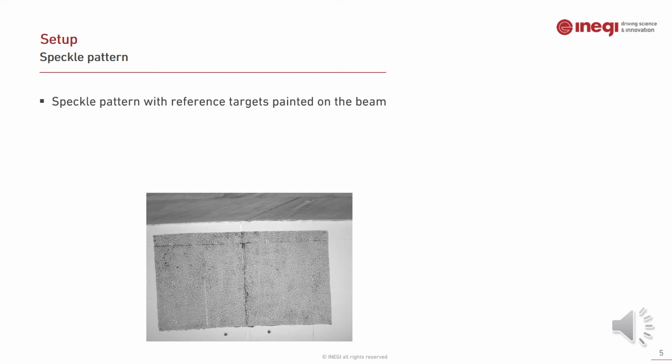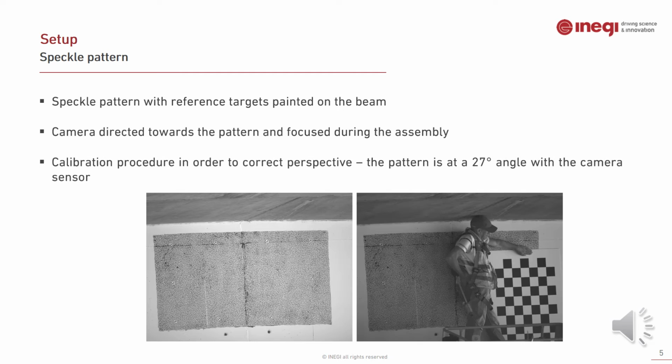A speckle pattern with reference targets was painted on the beam, and then after all the connections were completed in the camera assembly, the cameras were directed towards the patterns and focused. And in the end, a calibration procedure was done in order to correct perspective. This is because the pattern and the camera have an angle of about 27 degrees between them, because the camera is on the pillar and the pattern is in the middle section of the beam.